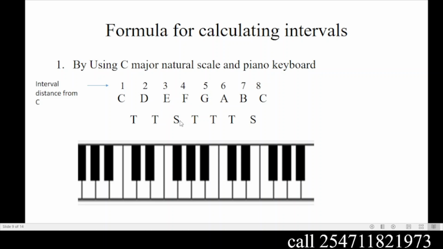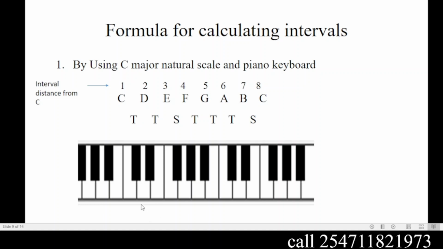E to F, that is a semitone. Tone, tone, semitone. This scale is used to help us find the major intervals and perfect intervals. For example, from C to D, we can say that is a major second because it has a tone. We'll talk about that one later.